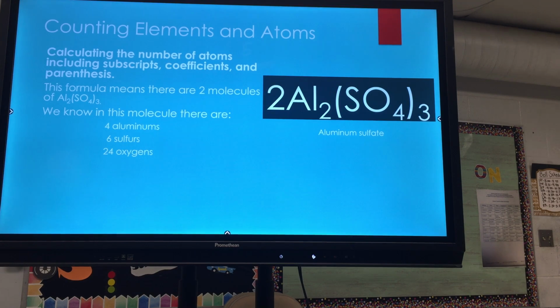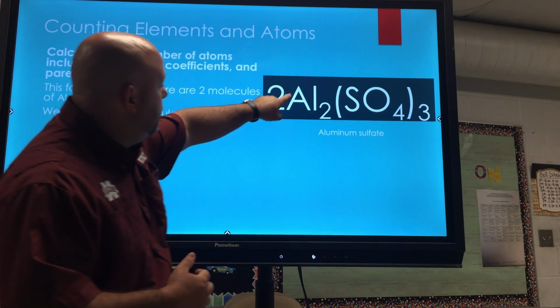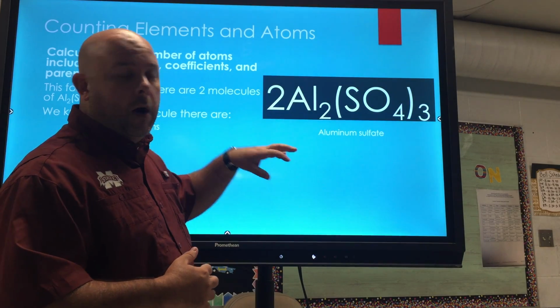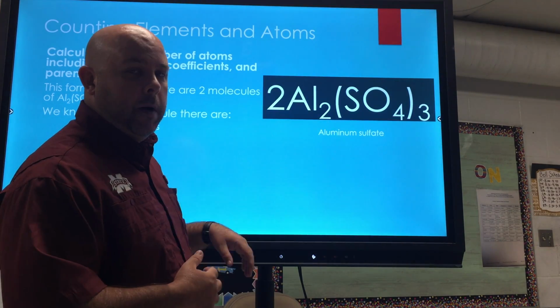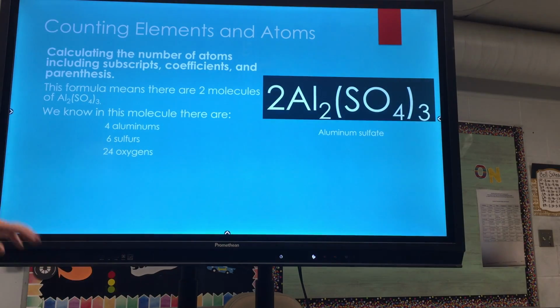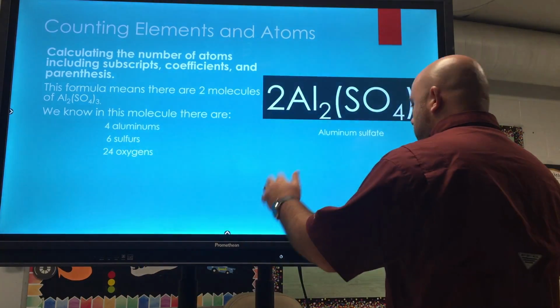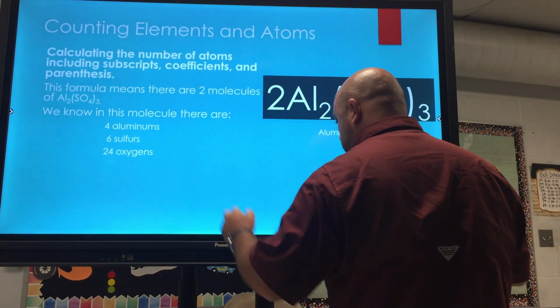So, calculating the number of atoms including subscripts, coefficients, and parentheses. This formula means that there are two molecules of Al2(SO4)3. So, this 2 right here, put it in a box. Wait about it. Hold off to it. Don't take it out of the box to the end. I'll show you what I mean in a second. So, let me do my magical writing.